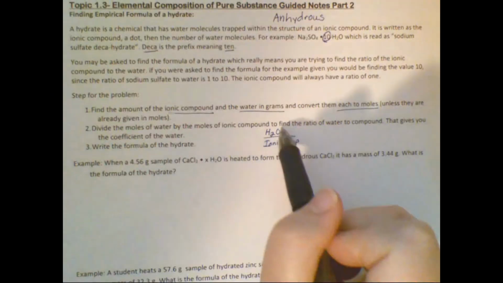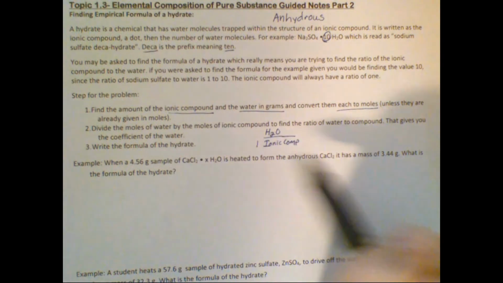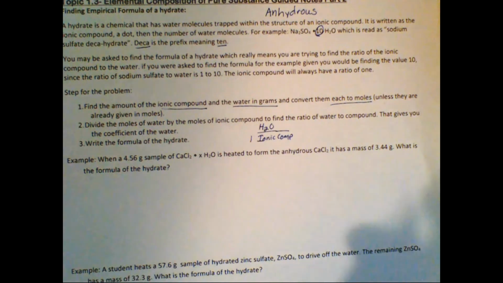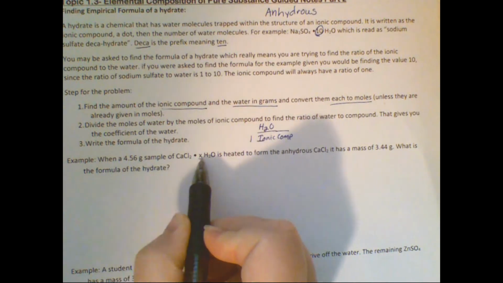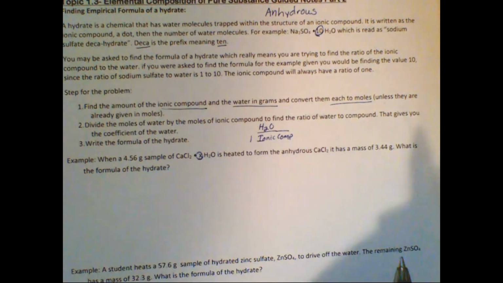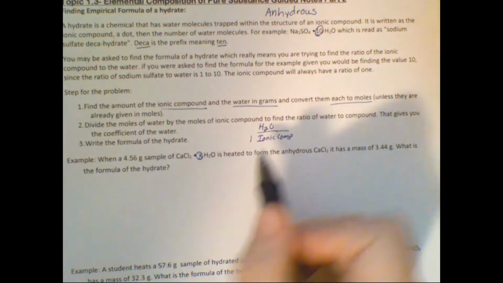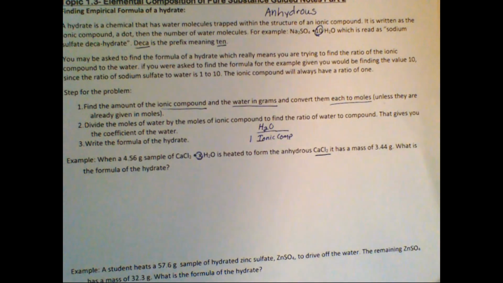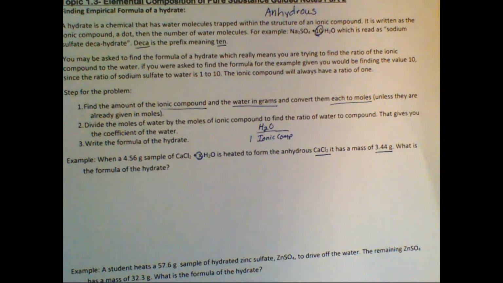Our example here says when 4.6 gram sample of calcium chloride, notice there's an X here instead of a number, and then it has water, so it's our hydrate, calcium chloride hydrate, is heated to form anhydrous calcium chloride. It has a mass of 0.44 grams. What is the formula of the hydrate? Okay, so we need to know 2 things to start. We need to map just the ionic compound and the mass of the water in grams.